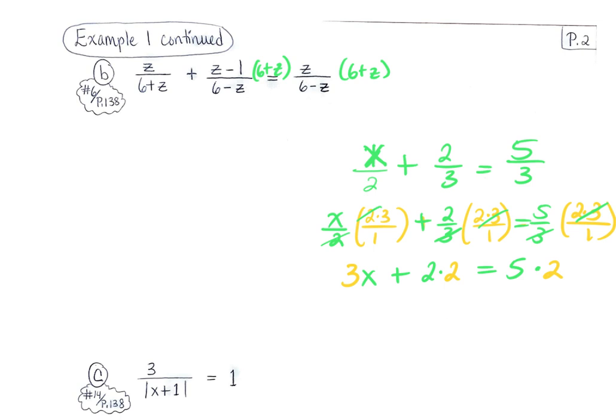They're just variables. It's just an expression. It's the same process as this here. So we're going to multiply everything by 6 plus z times 6 minus z.